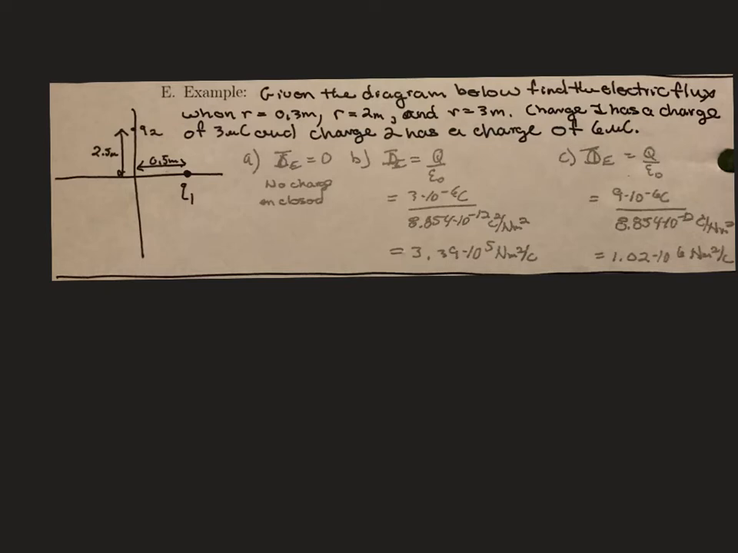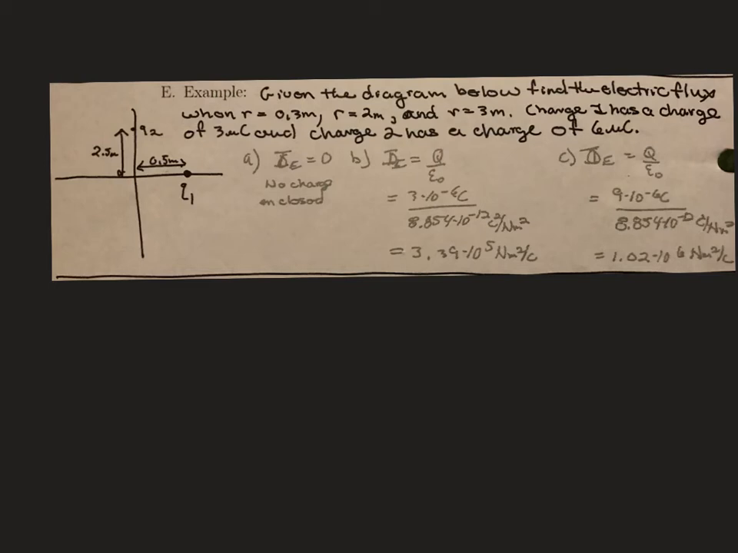For our second radius, 2 meters, 2 meters is greater than 0.5, so Q1 would be enclosed, but it's less than 2.5, so Q2 would not be enclosed. That means only charge 1 is enclosed, and charge 1 has a value of 3 microcoulombs, so 3 times 10 to the minus 6 coulombs. I'm going to divide that by the electric constant, which gives me an electric flux of 3.39 times 10 to the 5 newton meters squared per coulomb.